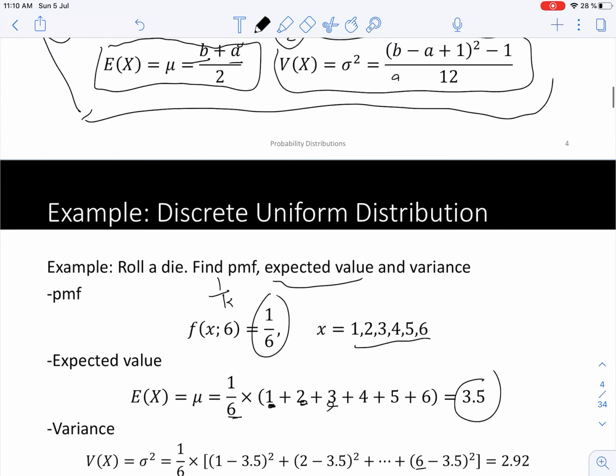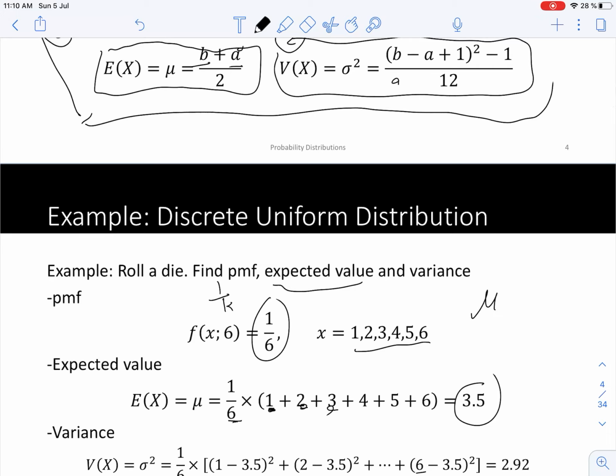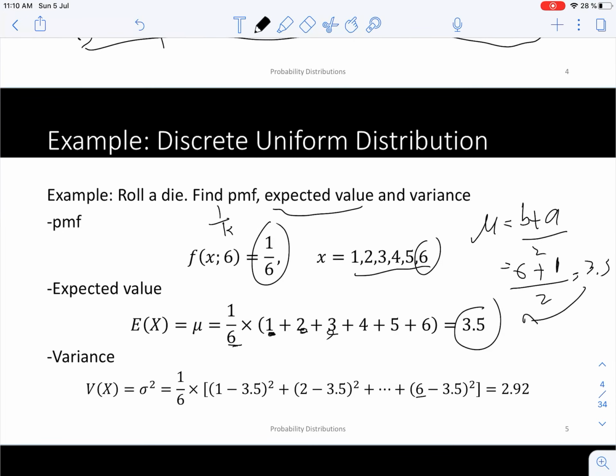Or we can use the specific equation that we covered in the previous slide. It's b plus a divided by 2. Here b is the maximum value, 6, and a is the lowest value of the outcome, 1, over 2, that's 3.5. Of course we get the same answer.